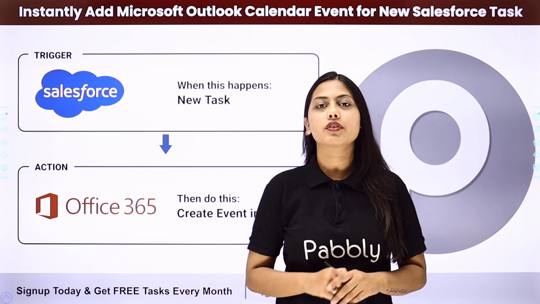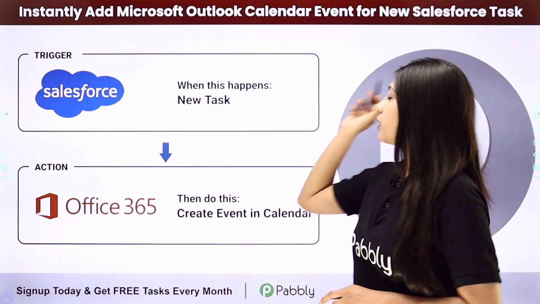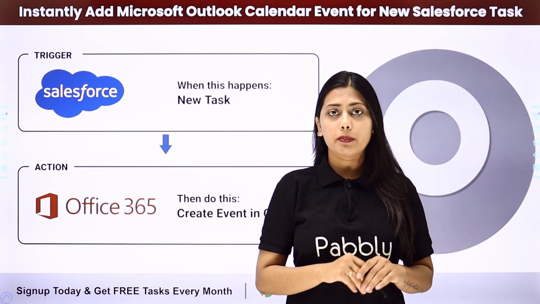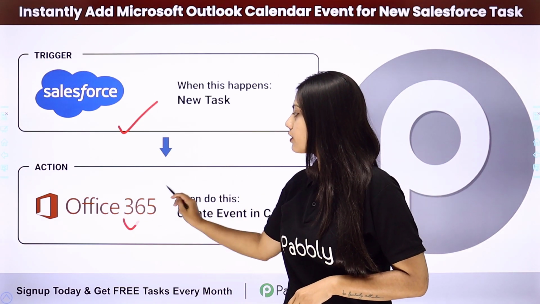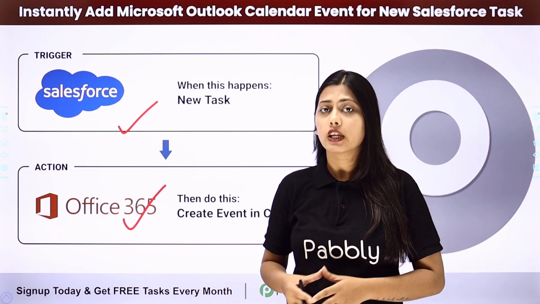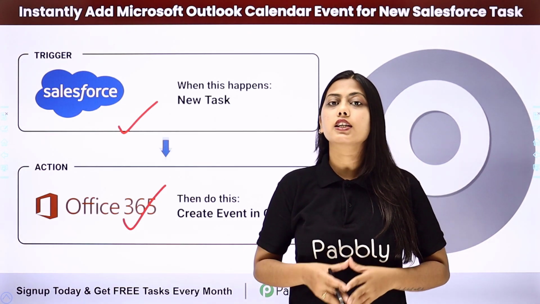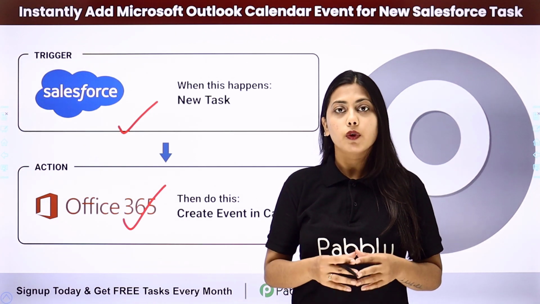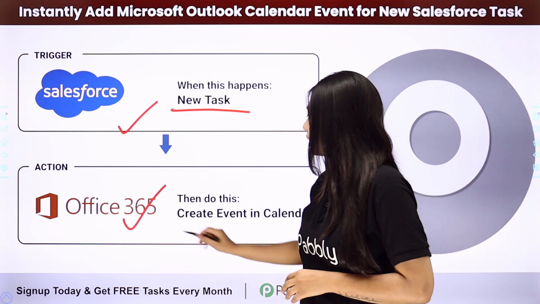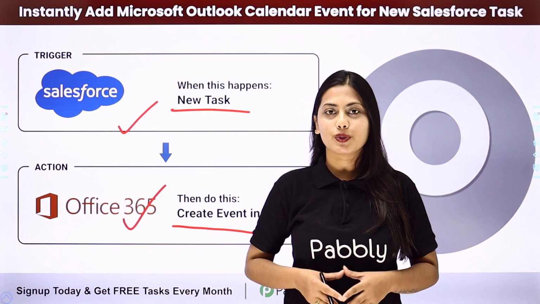Hello everyone, today we will learn how to instantly add Microsoft Outlook calendar events for new Salesforce tasks. So in this video, we will learn how you can integrate the two applications, Salesforce and Office 365, in such a way that whenever a new task is created in your Salesforce, an event will be created in the calendar automatically. We can create this automation with the help of Pabbly Connect, where our trigger will be the new task created in Salesforce and our action will be to create an event in calendar in Office 365. Let us learn how to do that.